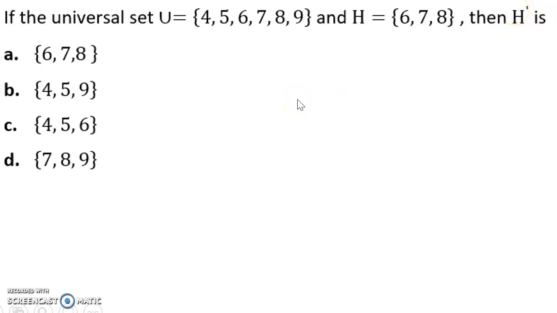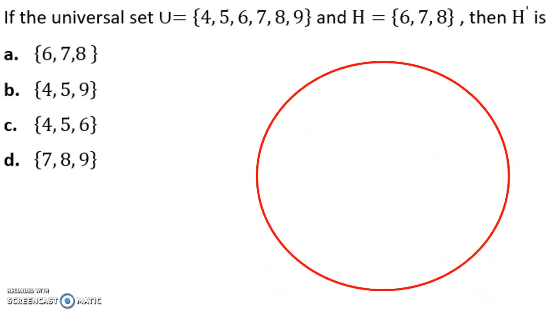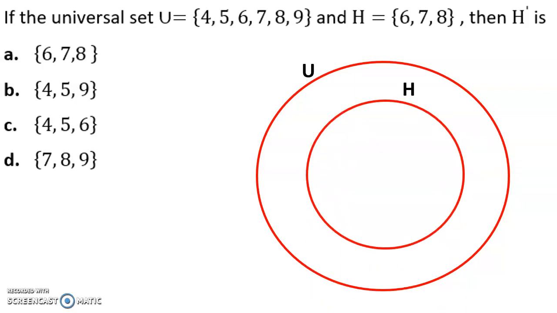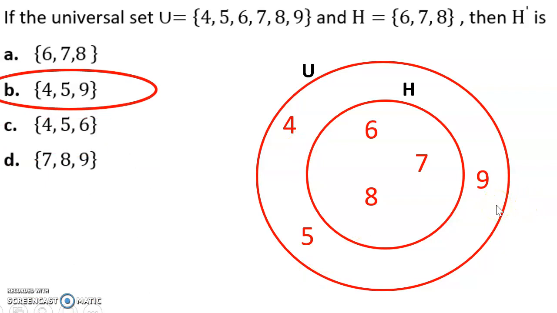The first thing that we can do, as we did before, is to get a diagram and see what we're looking at. So here, that's U, and this would be H. The elements in H are 6, 7, and 8. And what would be left that is in U but not in H will be 4, 5, and 9. Now, they say H complement, so that's everything that is not in H. That's 4, 5, and 9. So our answer is B.